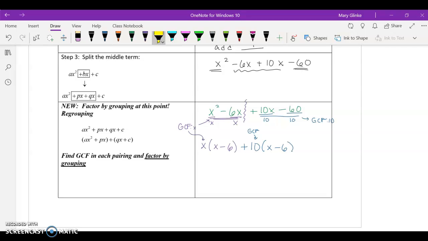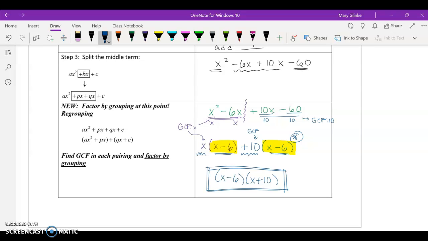Now, this is very important. This right here has to happen. So right here, I don't know, put a big star or something. These two things have to match, the x minus 6. What that tells us is that one of our factors is x minus 6. The other factor is going to be the coefficients here, so x plus 10. So you can write these in any order. You can do x plus 10 and x minus 6 as long as both of your factors are there.